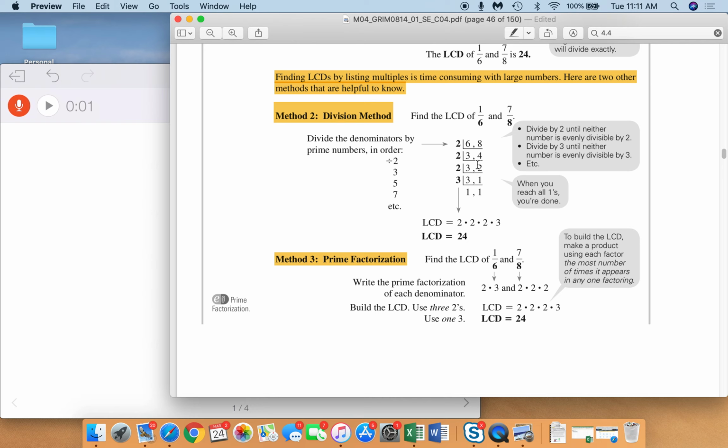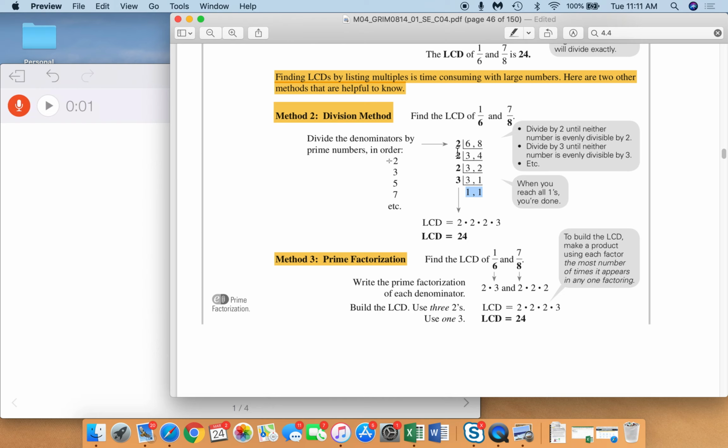Now are 2 or 3 divisible by 2? 3 still not divisible by 2, but 2 is. So now I carry that 3 down. This 2 divided by 2 is 1. So now I'm done with that column. I'm not worried about it anymore. Now I need to figure out this 3. It's not divisible by 2, but it is divisible by the next prime number, 3. So 3 divided by 3 gives me 1. Once you get to this 1 and 1, then you're done.